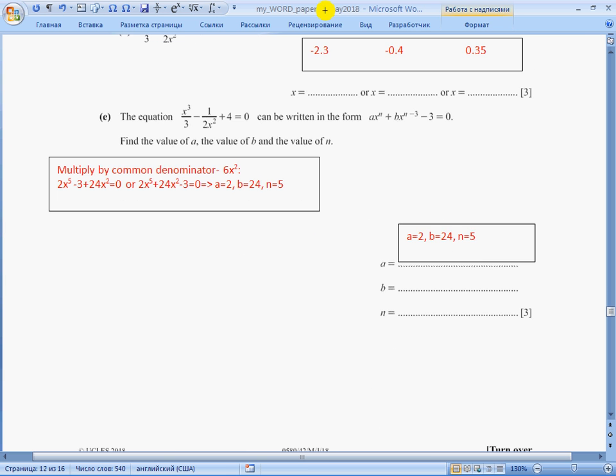The equation can be written in this form. Find the values of a, b, and n. Here we don't see a denominator, so we get rid of the denominator by multiplying by the common denominator 6x squared. Then we rearrange and we can easily see a, b, and n.